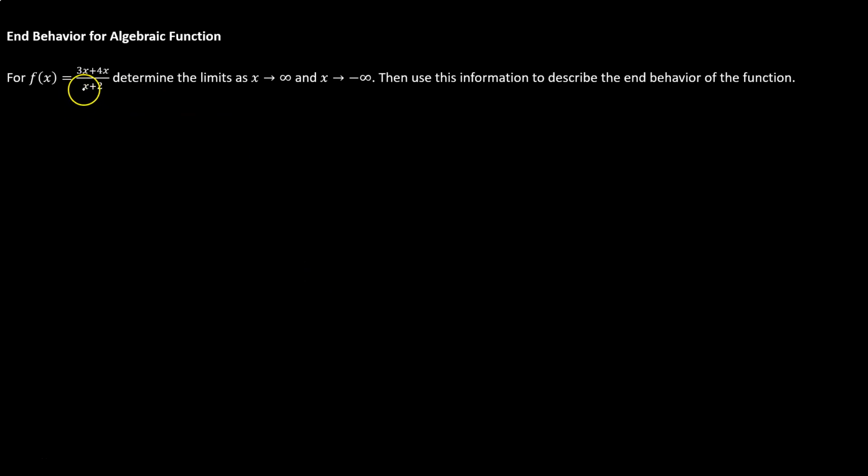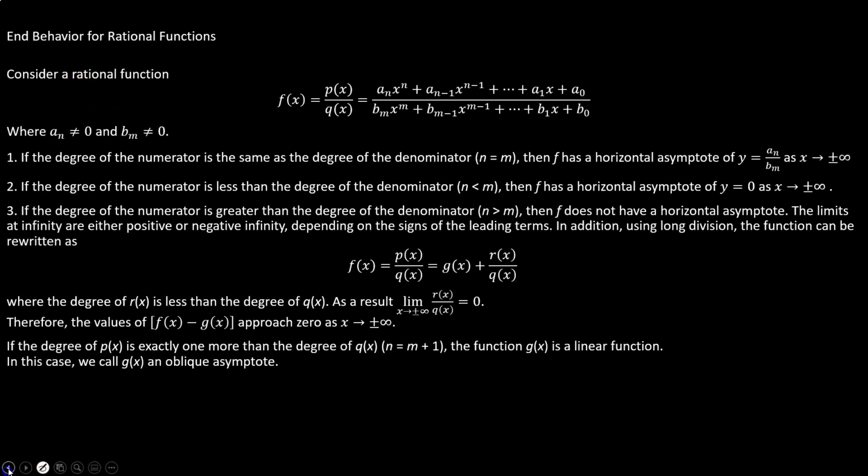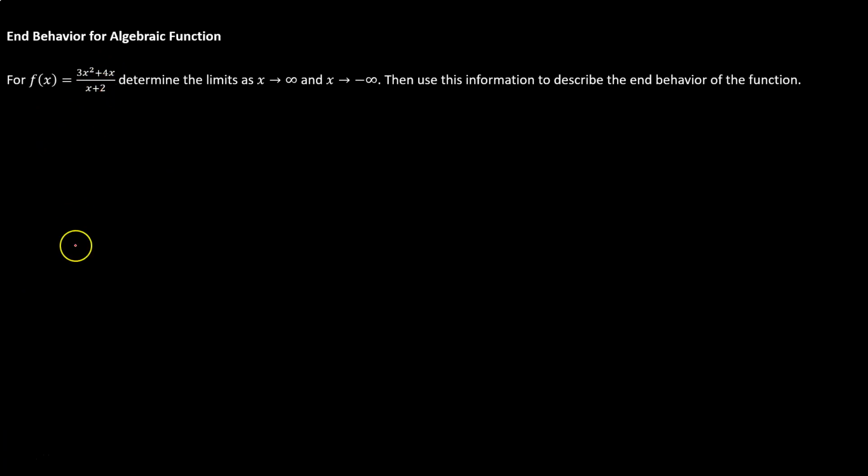Let's take a look at another function here, this time 3x plus 4x. I think that's a typo. Let me double check. And it was. I meant for that to be 3x squared plus 4x over x plus 2. So we're going to repeat this process: find the largest term in the denominator, that's just x, and divide that on every term in our function.